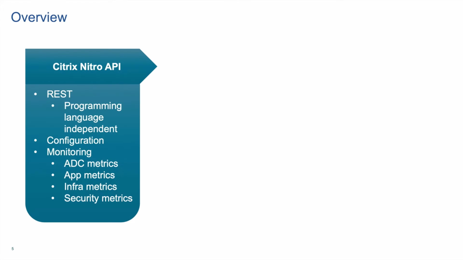So all the metrics from the Citrix ADC can be extracted using a simple curl command. The metrics that are extracted from the ADC include metrics about the ADC itself, about the application that it's load balancing, and also metrics with respect to the infrastructure and the security aspects. So apart from monitoring, Nitro APIs can also be used to configure the Citrix ADC itself.